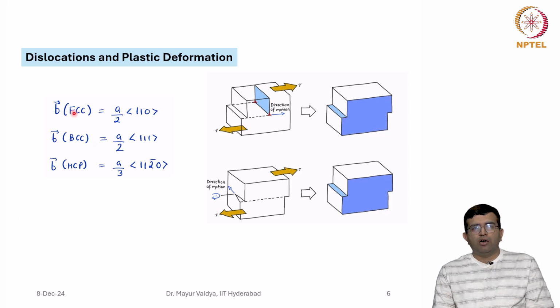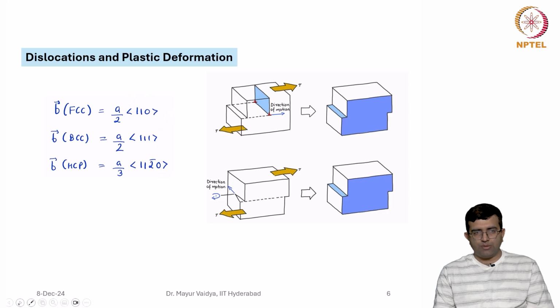So typically, depending on the crystal structure, you have the Burgers vector of dislocation. The directions are different. For example, in FCC, it is a/2 <110>. In BCC, it is a/2 <111>. In HCP, it is a/3 <11-20>. You might have noticed these are the close-packed directions.